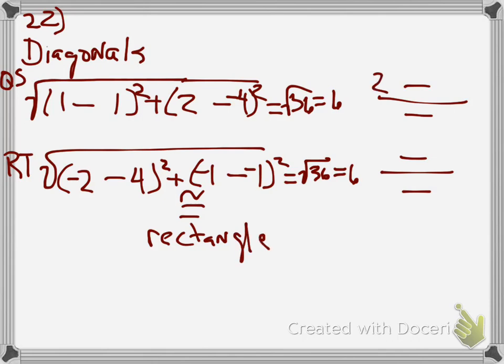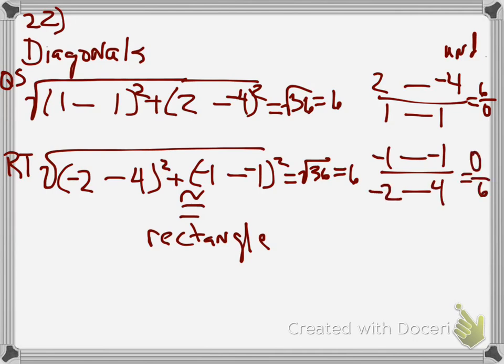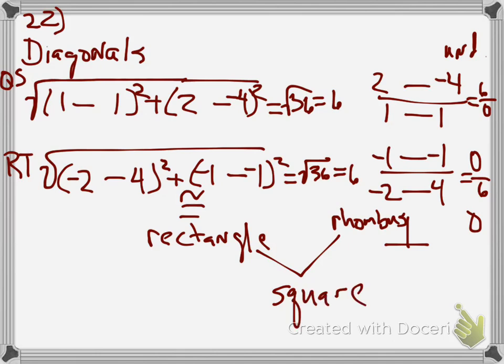Now do the slopes: 1 minus 1 over the change in x. Here you'll get 6 over 0, or undefined if you typed it into the calculator. Here I've got negative 1 minus negative 1, and negative 2 minus 4, and that gives me 0 over 6, or a 0 slope. And again, 0 and undefined slopes are perpendicular, so this one is perpendicular, which would make it a rhombus. And since it's both, it's a square. So this one is a rectangle, rhombus, and a square, all three.